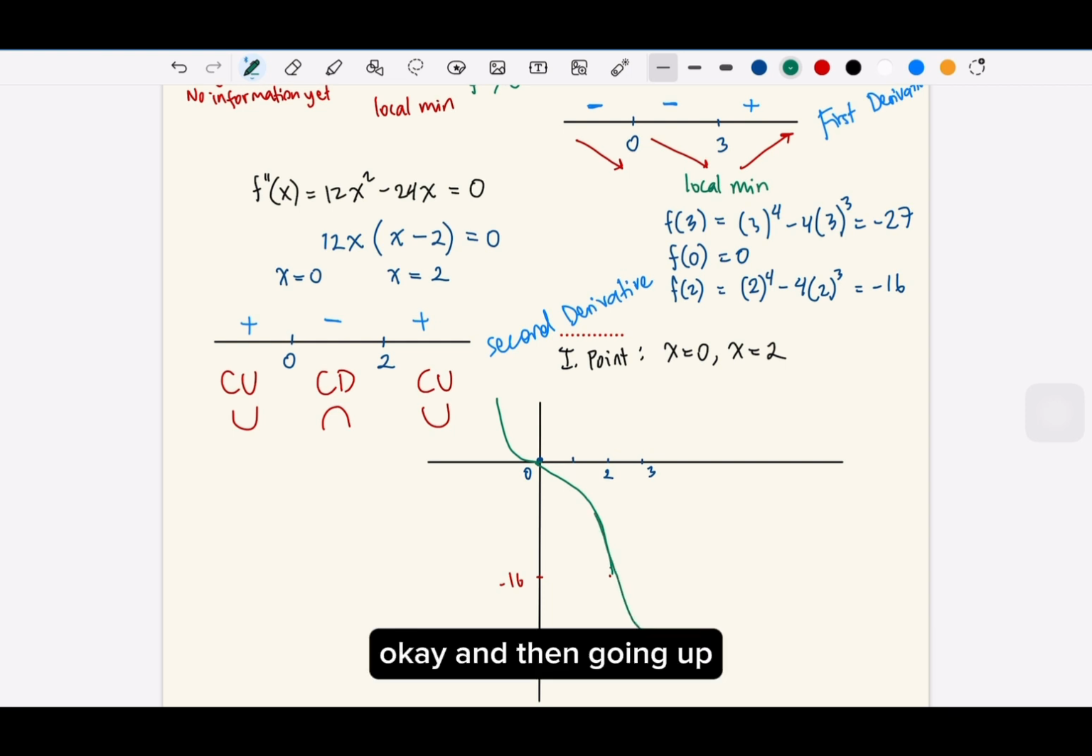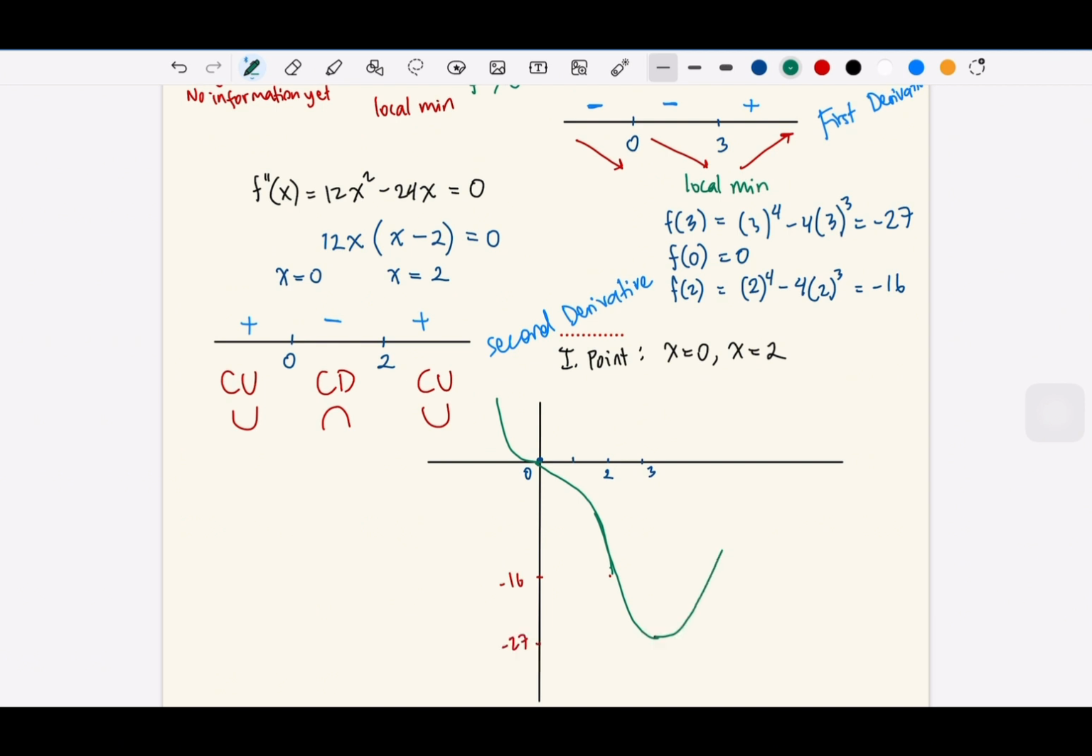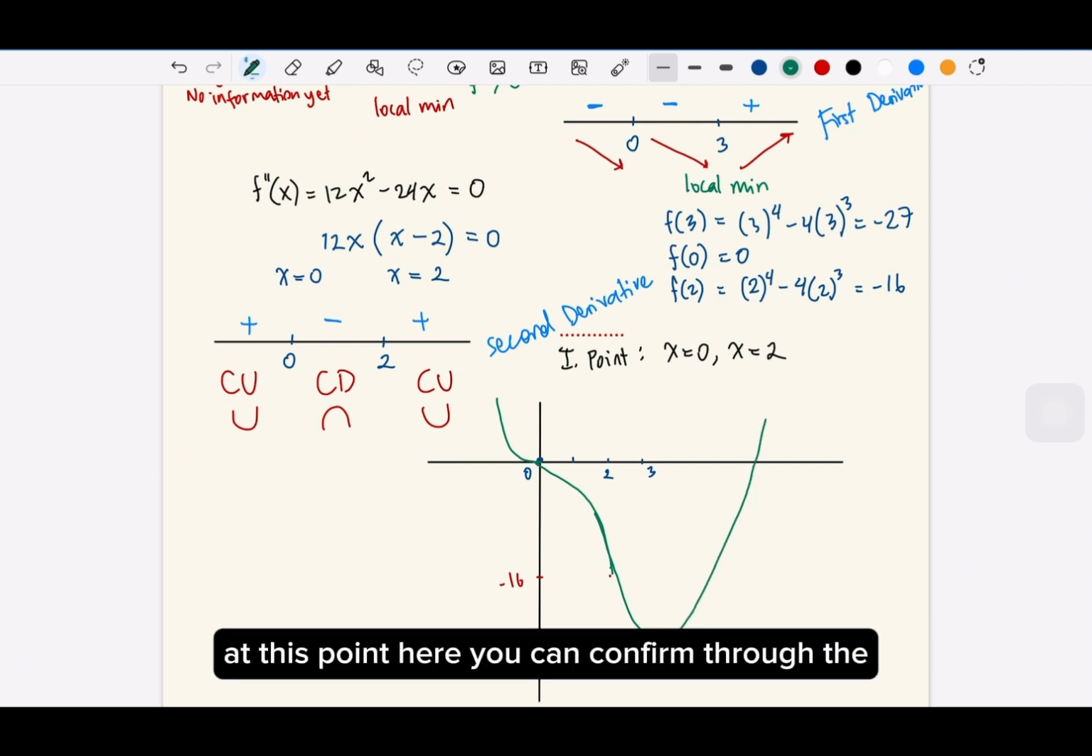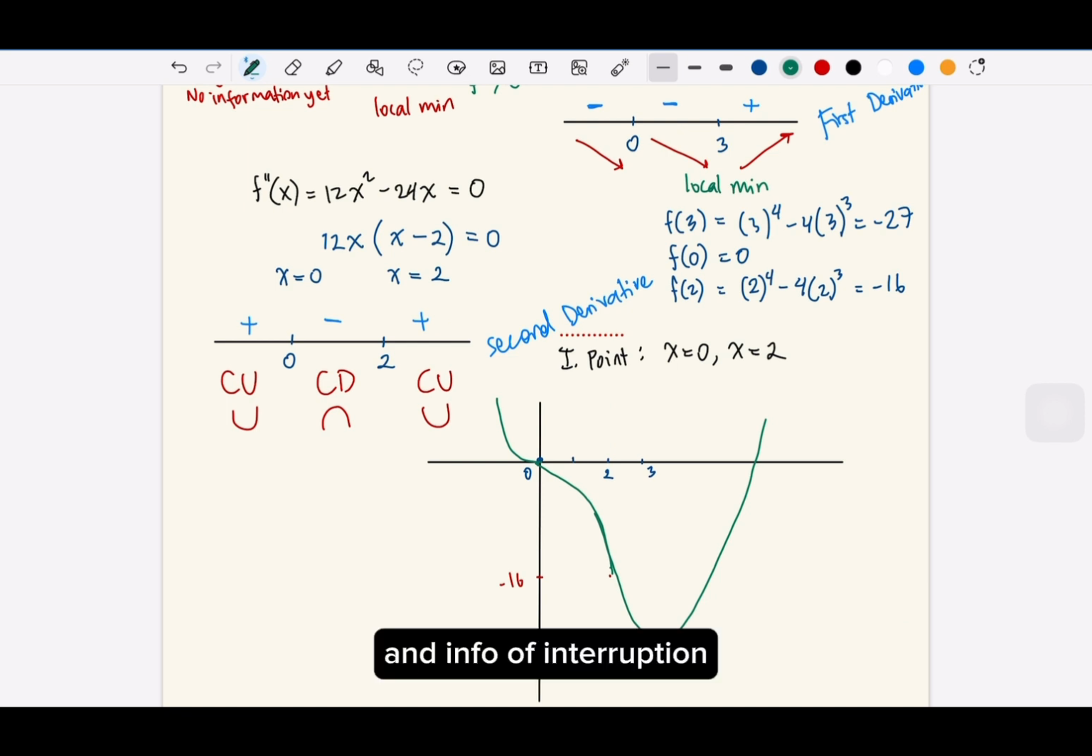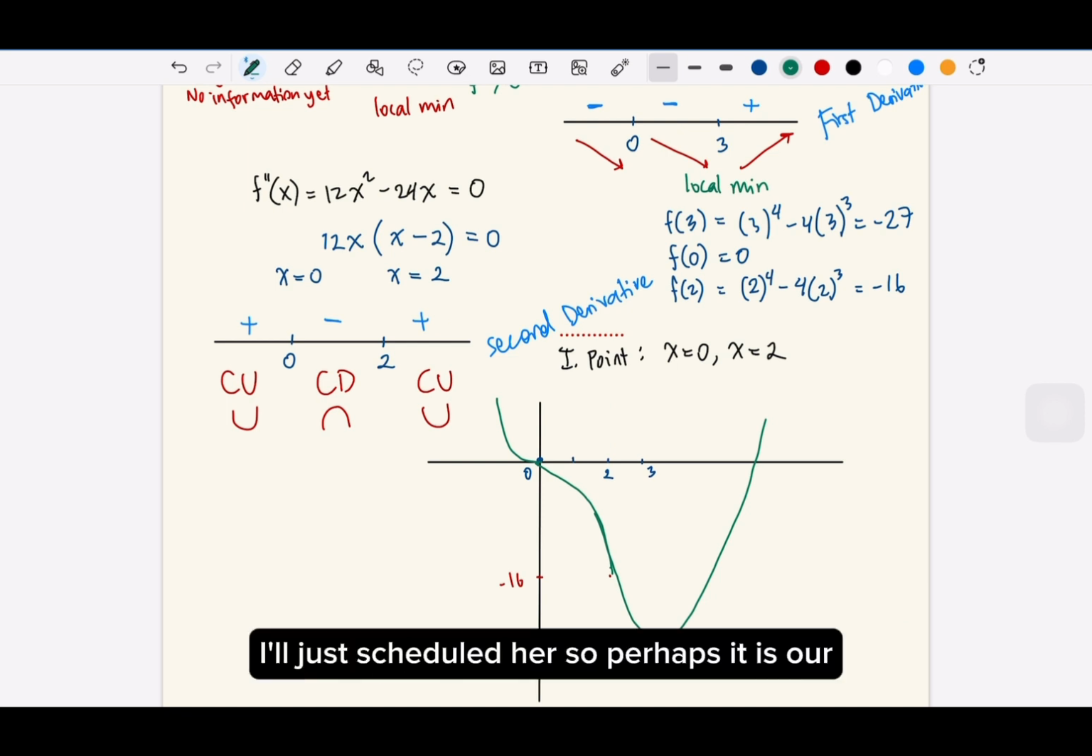Okay, and then going up. At this point here, you can confirm through the intercept, but I didn't mention that. Later I will explain it in more detail. This is just an introduction to how to sketch a curve.